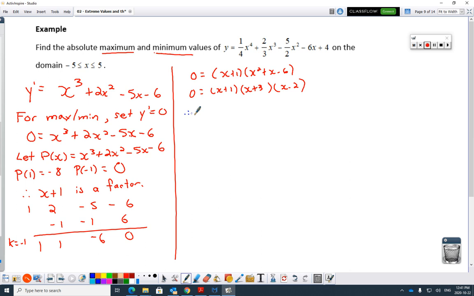Therefore, the critical numbers are -1, -3, and 2. Subtle difference between that and advanced functions. There we were just finding zeros of a function. Now we're finding zeros of a derivative. Conclusion is slightly different.